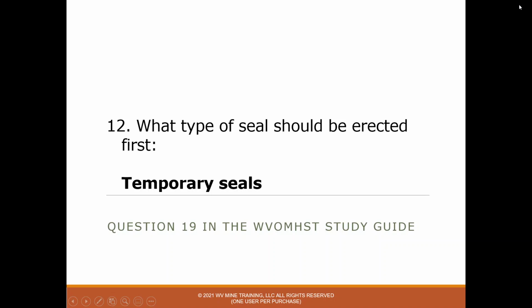Question 12, what type of seal should be erected first? And that's temporary seals. So that's something we're going to put up quickly to block the air from the area where the fire is. And the temporary seal could be a Kennedy stopping. It could even be a curtain. If you could put a curtain up really tight against the ribs, top and bottom, that blocks the air from going into that area, that would work. And temporary seals should be built first. And hopefully if you build the temporary seals, exclude the oxygen from the area, the fire could go out.